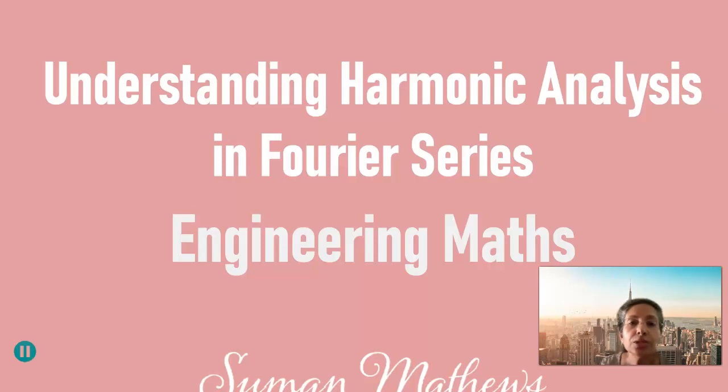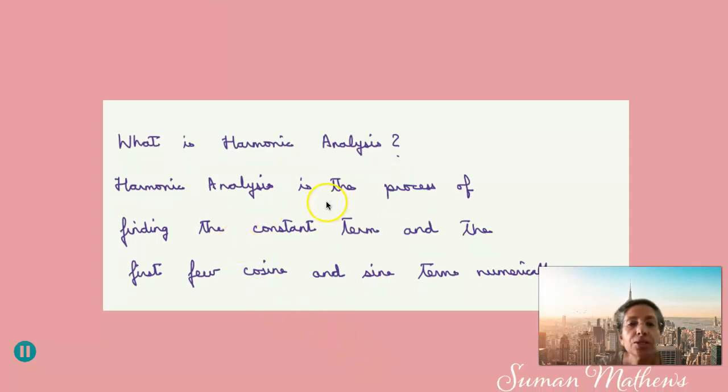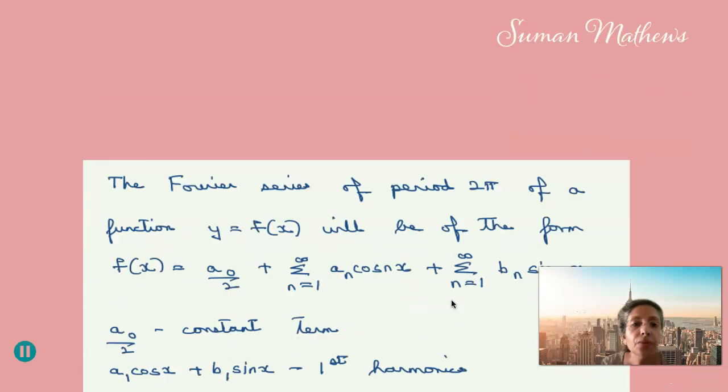So welcome to this lesson where we will be understanding harmonic analysis in Fourier series. This is a part of engineering maths. So what is harmonic analysis? Harmonic analysis is the process of finding the constant term and the first few cosine and sine terms numerically.